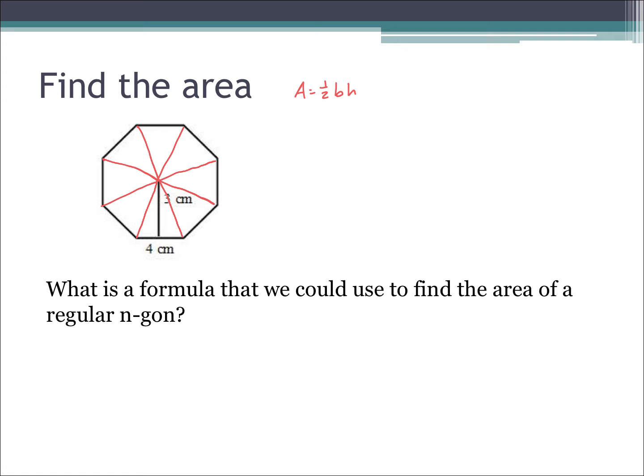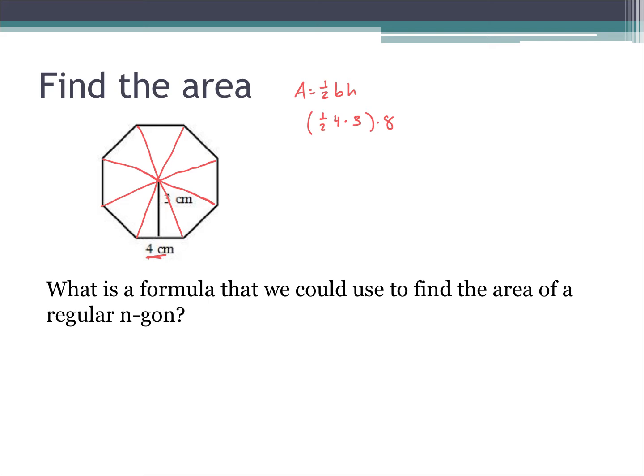I'm going to plug in my numbers. So the area equals 1/2 the base times the height. Well, base is 4. This is the base of my triangle. The base is 4. And then the height of my triangle is 3 here. Okay, and let's say I want to multiply the whole thing 8 times. That way I have all 8 triangles.